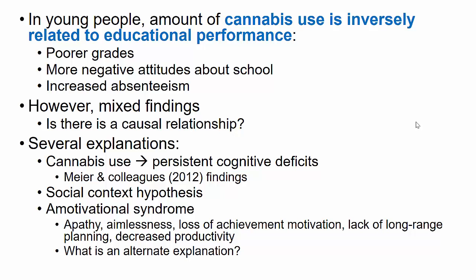Now, lastly, there's another hypothesis, another explanation, which has to do with motivational changes as a possibility. So research here has found evidence for apathy, aimlessness, loss of achievement motivation, lack of long-range planning in chronic cannabis users. So it's possible that some cannabis users experience a loss of drive and achievement motivation because of their chronic heavy cannabis use. And this could be what explains the inverse relationship between cannabis use and educational performance.